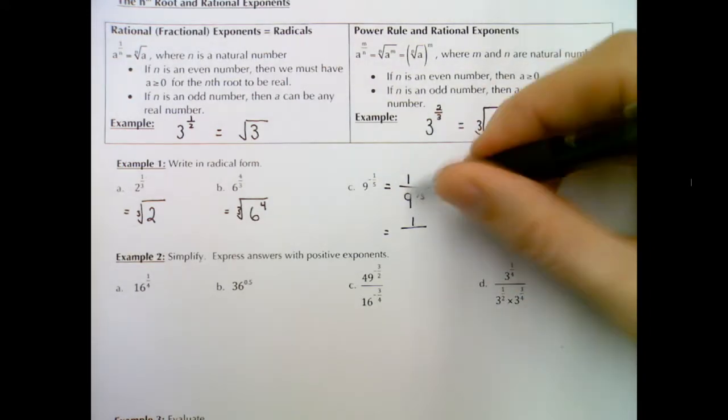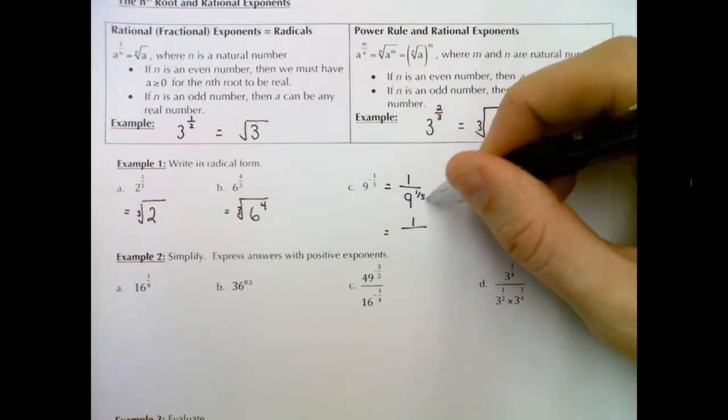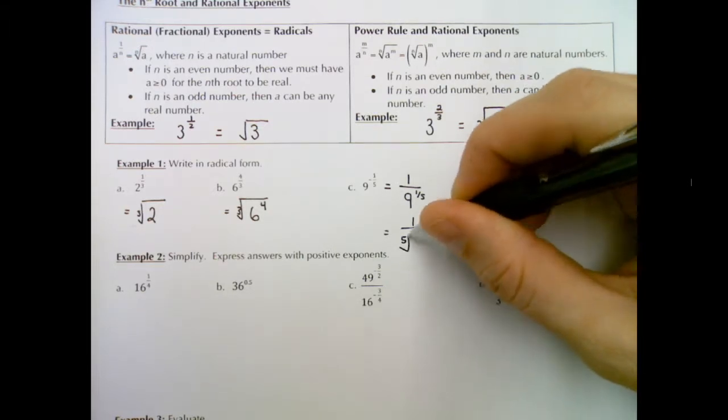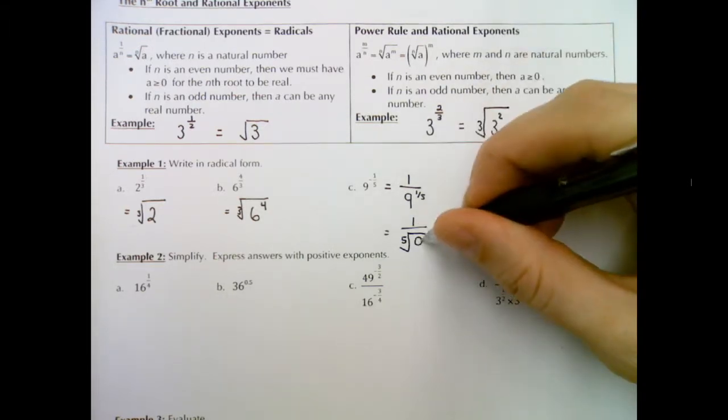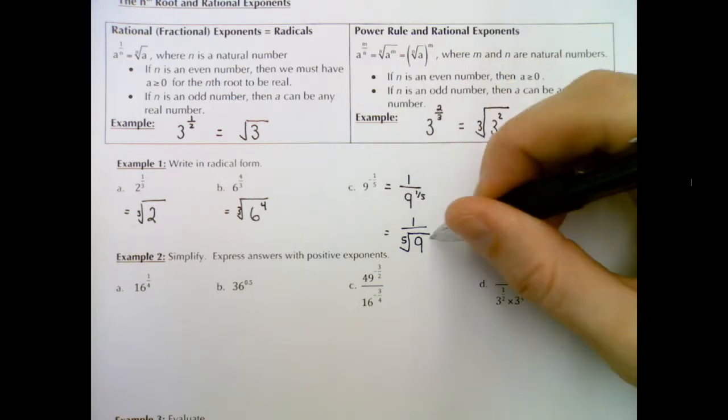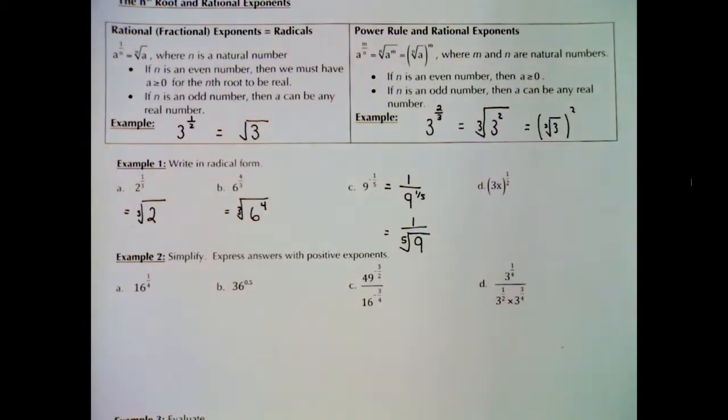And now, on the bottom, we have a denominator in our fraction of 5, so that becomes the fifth root of 9, and the exponent would be 1, but we don't need to write it. So this becomes 1 over the 5th root of 9.